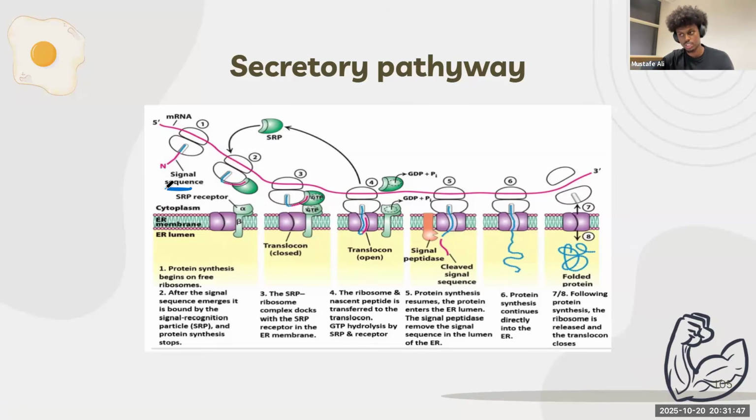Okay, so once the signal sequence is produced, there will be a protein called SRP that will bind onto the signal sequence. Okay, so this SRP will bind onto the signal sequence right there. Once it's bound onto the signal sequence, it will act like a taxi. Okay, it will take this ribosome, this mRNA, towards the ER. Okay, or the ER membrane.